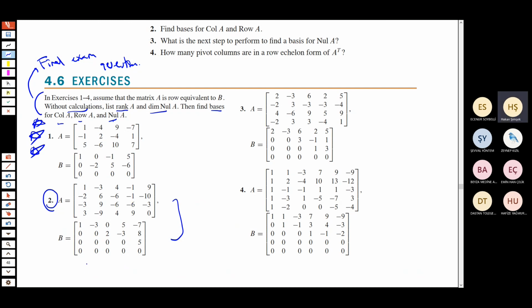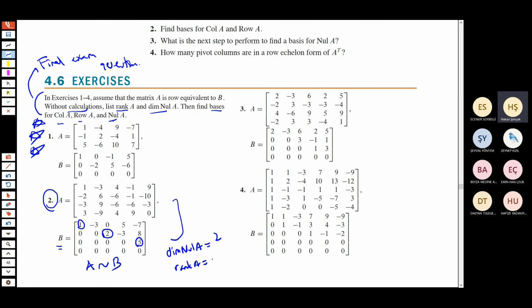Since A is equivalent to the matrix B given here, how many pivot positions do we have for the matrix B? First pivot, second pivot, there is no another one. Here we have 3 pivot positions. What is the dimension of the null space? What is the rank?